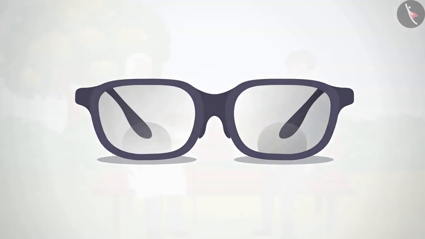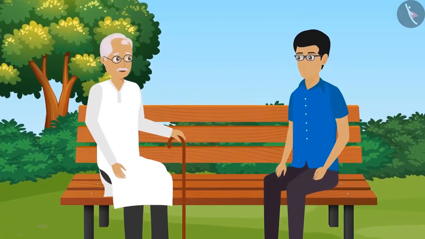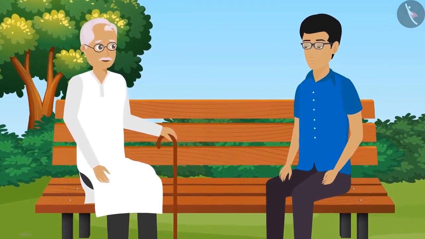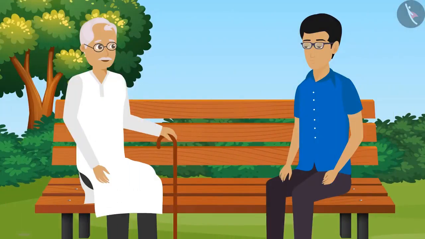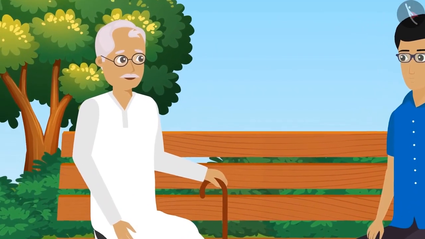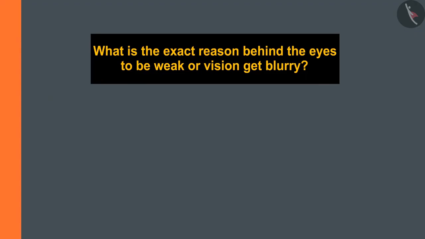Spectacles or eyeglasses. You must have seen some people in your life wearing glasses. Some of your own friends too will be there who wear glasses. Why do these people wear glasses? We must have often heard that their eyes have become weak, the vision is not clear, so they wear glasses. But what is the exact reason behind the eyes being weak or the vision getting blurry?